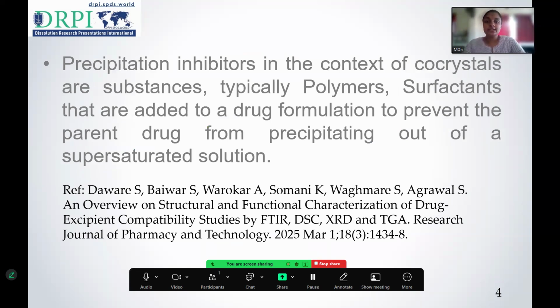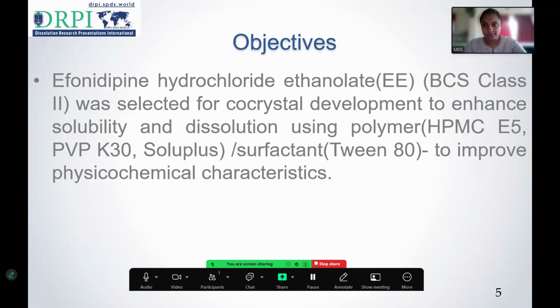Precipitation inhibitors in the context of co-crystals are the substances, typically polymers and surfactants, that are added to a drug formulation to prevent the parent drug from precipitating out of a supersaturated solution.